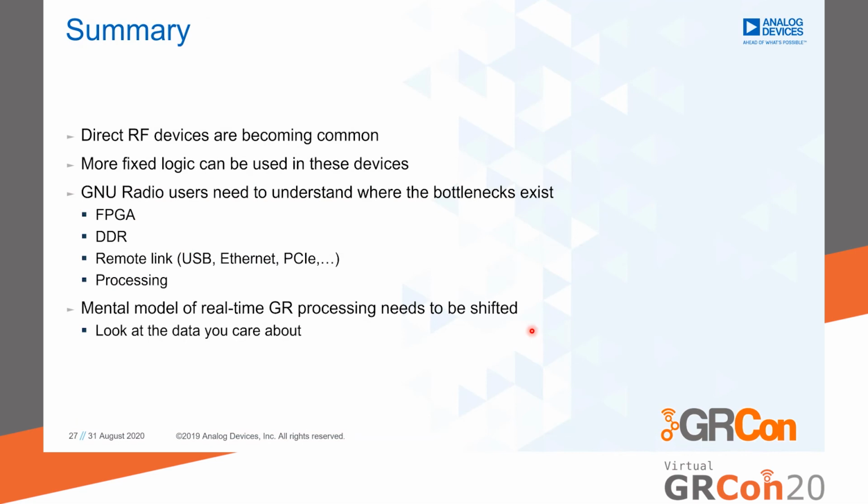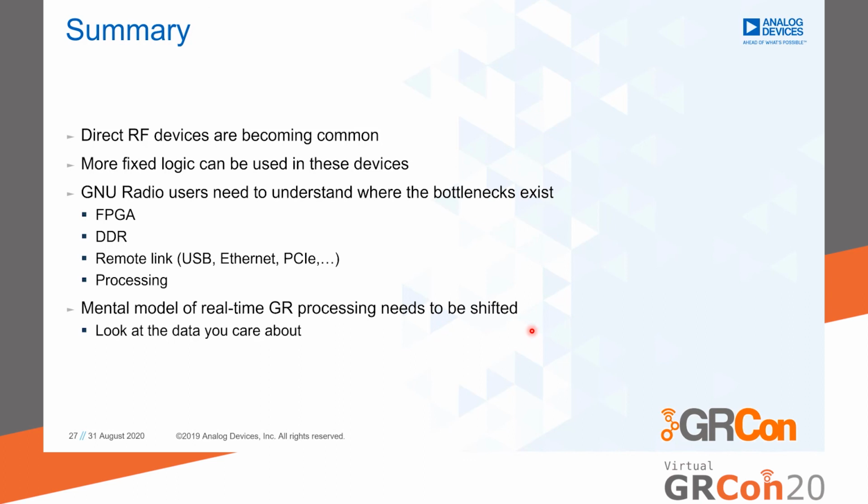Just to close things up, direct RF devices are becoming more and more common. They come with fixed logic inside them that you can take advantage of to knock things down and get back the data that you care about. But as a user, you need to understand where bottlenecks might exist in your system. If you want to do certain things in the FPGA, what are the clocking limitations? You might have memory limits on how fast you can write to DDR. The link that you're using might not be capable, even if you're using 10 gig. And where do you want to do processing in your system?